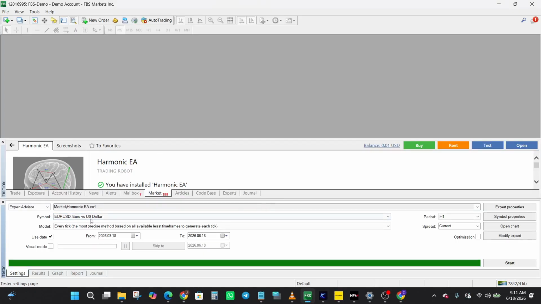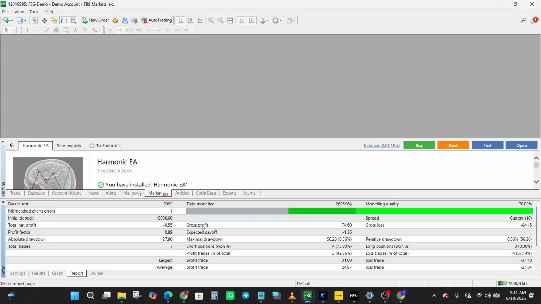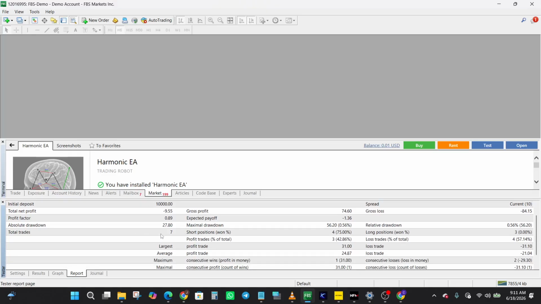Harmonic EA, we're testing it on Euro USD on the H1 time frame using the every tick modeling, and we're testing over the past 3 months. So from the report, I can see that initial deposit is $10,000 and total net profit was negative $9.55. The total trades taken were 7, out of which 3 were profitable, giving us a 42.86% win rate. And here the largest profit was $31, largest loss was $31.1.